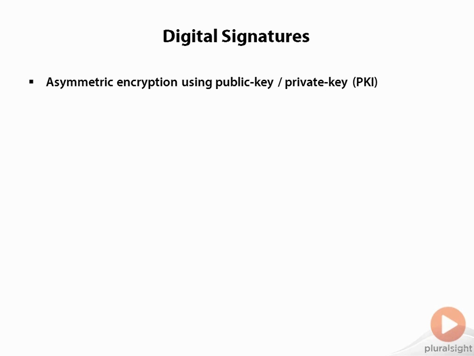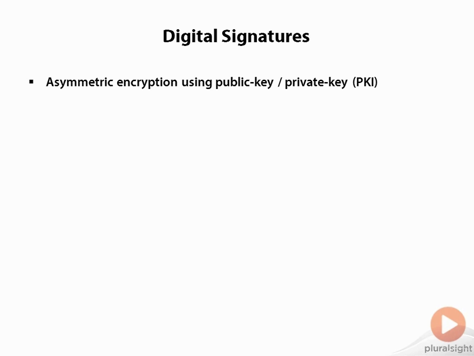Okay, next we have digital signatures, and this is an asymmetric encryption methodology using a public key and a private key. So there are going to be two keys here. We talked previously about block ciphers and stream ciphers. That was a symmetric algorithm. Basically, we use the same key for encrypting and decrypting.